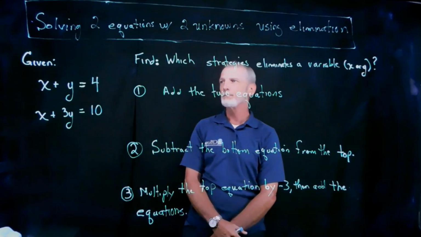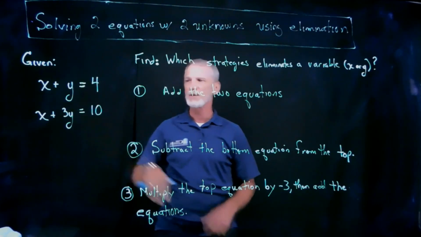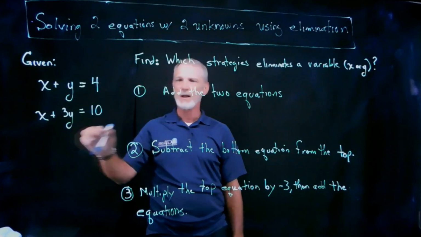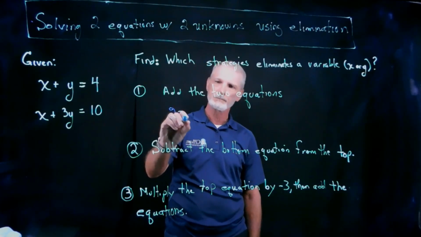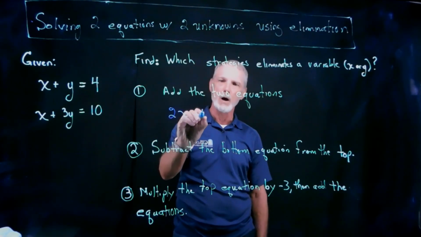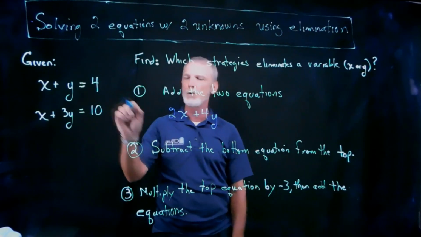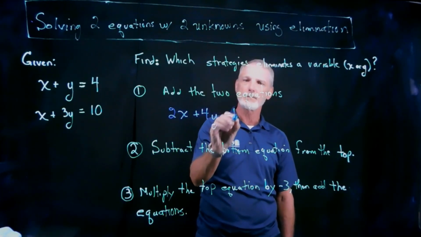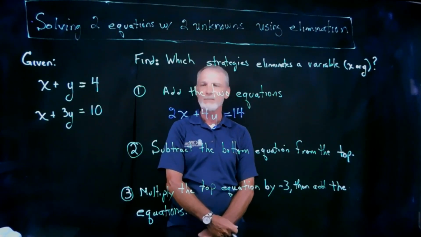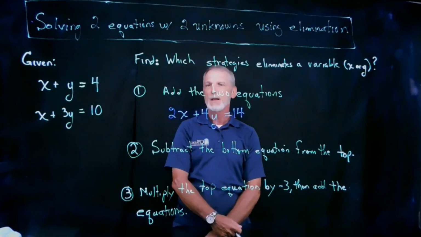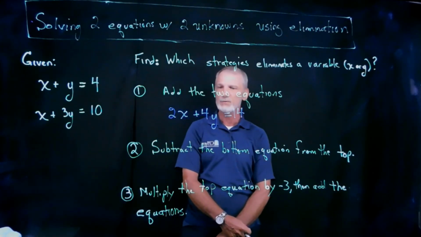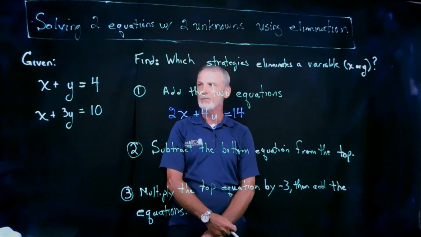So let's look at the first one. If we just add the first equation to the second equation, will that eliminate any of the variables? Well, if we add x to x, we'll get 2x. And if we add y to 3y, we'll get 4y. And if we add 4 to 10, we'll get 14. So by adding the two equations, we did not eliminate either x or y. We still have both x and y in the equation, and therefore this is not a good strategy for eliminating one of the variables.